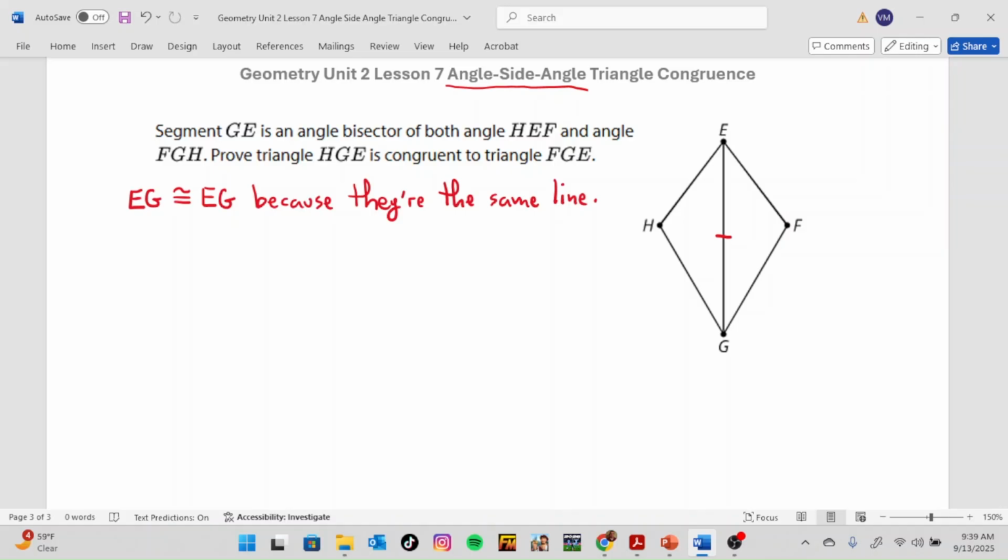Well, they tell us that segment EG is the angle bisector of HEF, which means that angle HEG is congruent to angle FEG because of the definition of angle bisector.